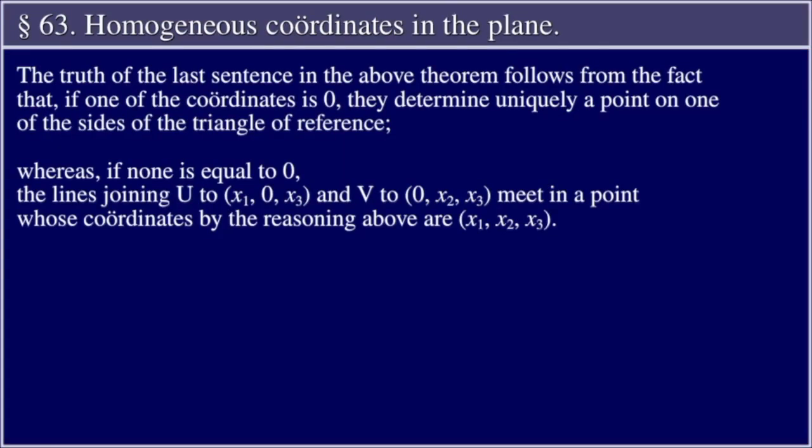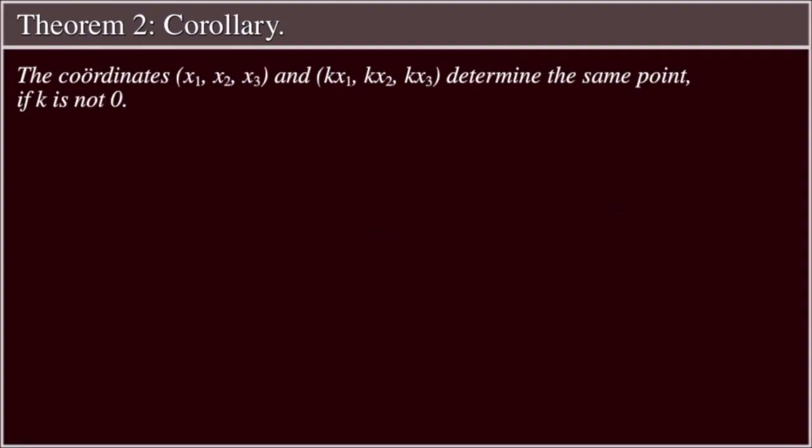The truth of the last sentence in the above theorem follows from the fact that if one of the coordinates is 0, they determine uniquely a point on one of the sides of the triangle of reference, whereas if none is equal to 0, the lines joining U to (x1, 0, x3) and V to (0, x2, x3) meet in a point whose coordinates, by the reasoning above, are x1, x2, x3. Corollary. The coordinates x1, x2, x3, and kx1, kx2, kx3 determine the same point if k is not 0.